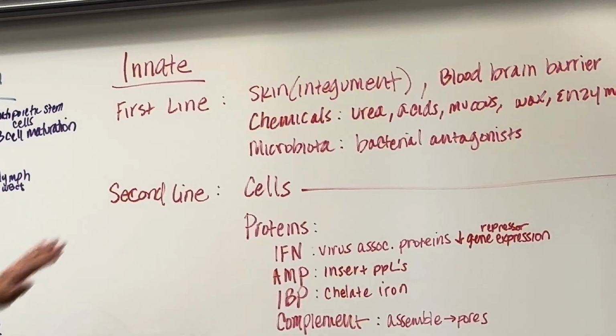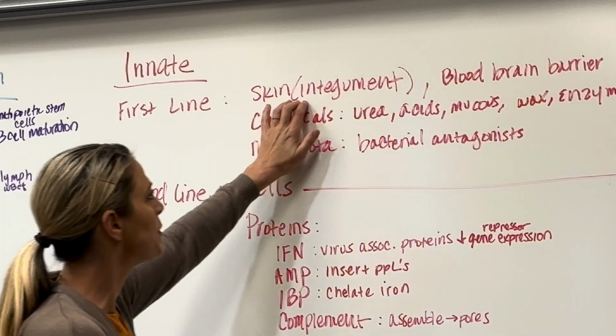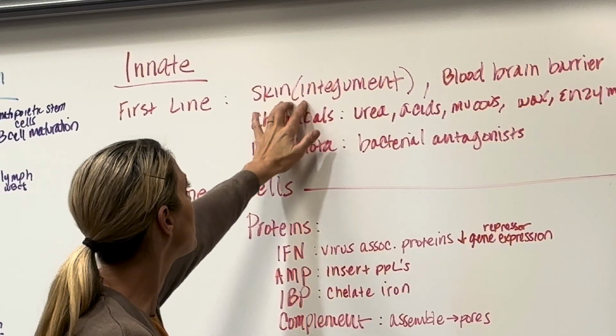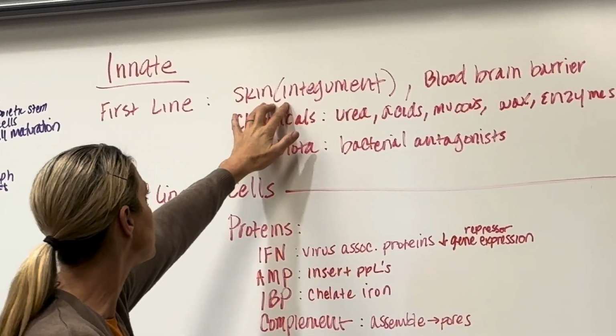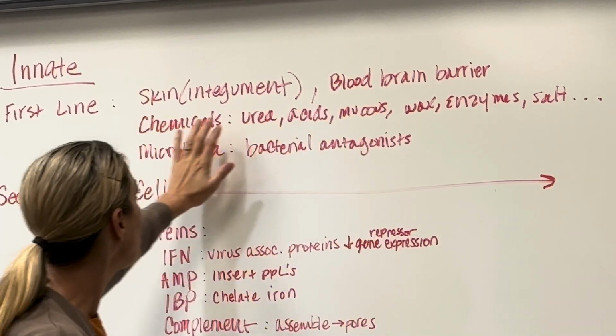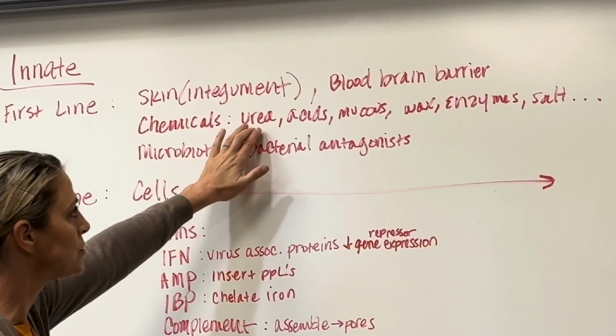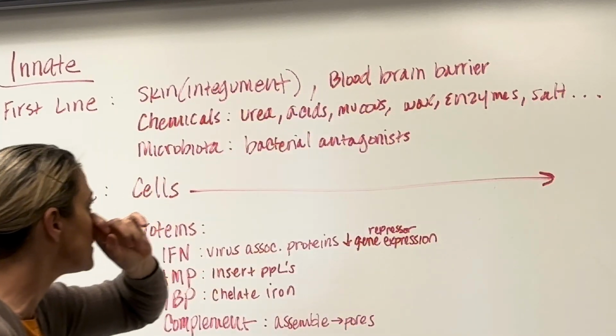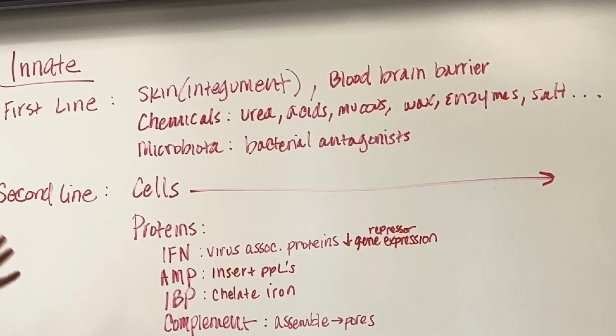Okay, so the first line of defense is the integumentary system. So our skin is very strong and defends against the first line that protects us. The blood-brain barrier as well. Chemicals, if you can think of a couple off the top of your head: salt, enzymes, mucus, wax, anything.